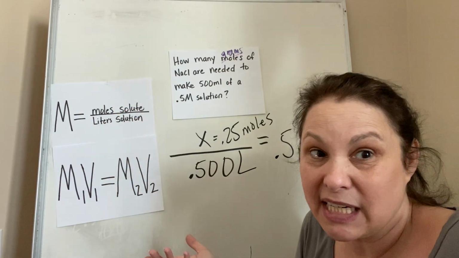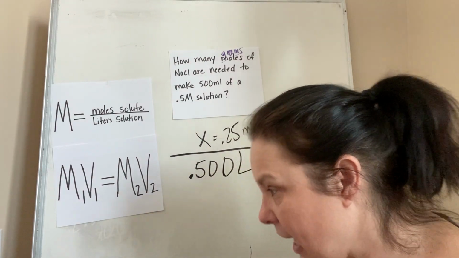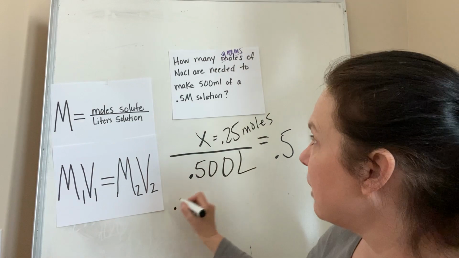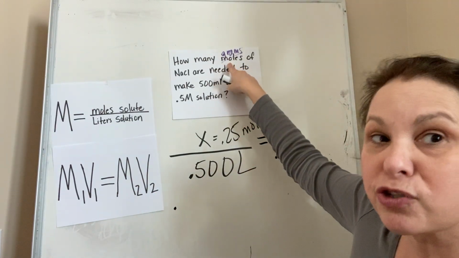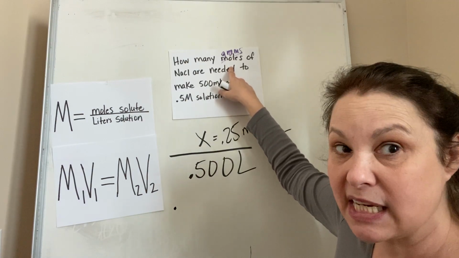So I had to find that anyway first. Once I know how many moles that is, you guessed it, we're going to have to do a conversion if I want to know the grams. Now this right here is the answer to the original question, 0.25 moles of NaCl.